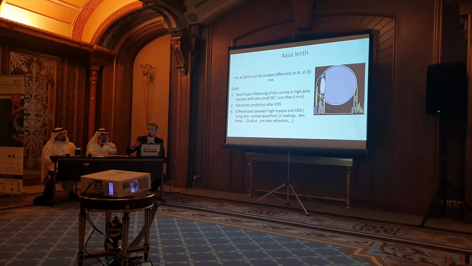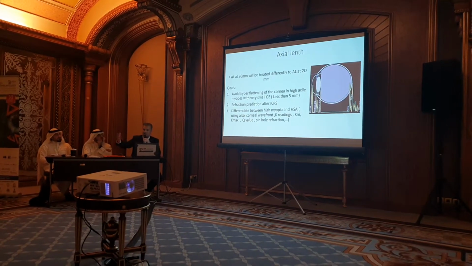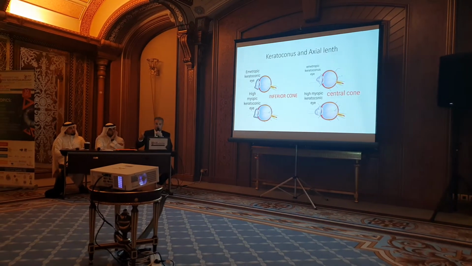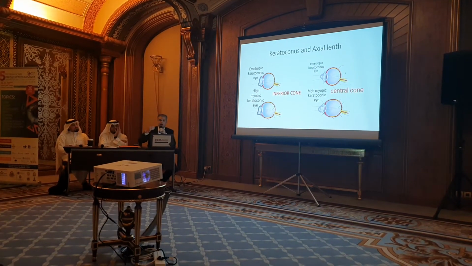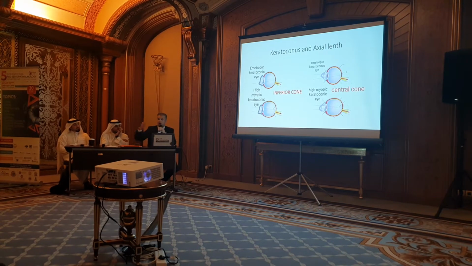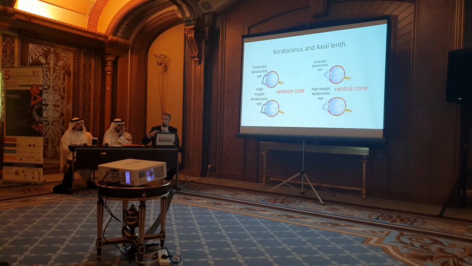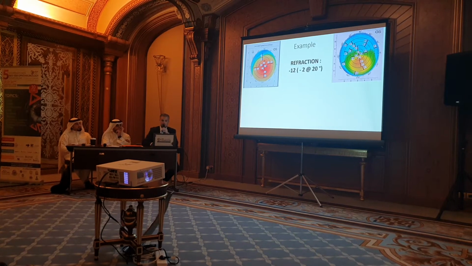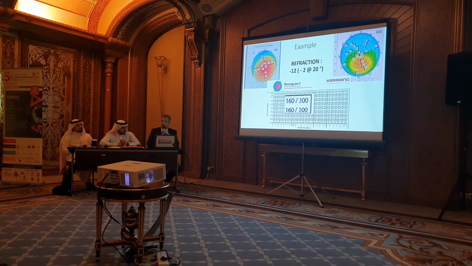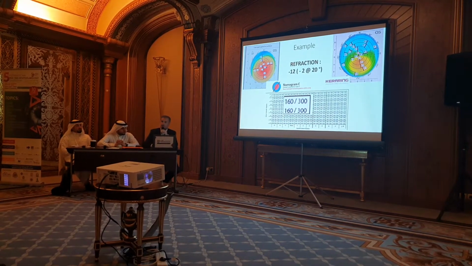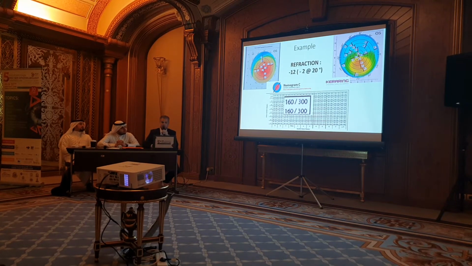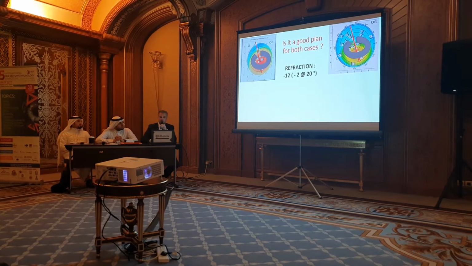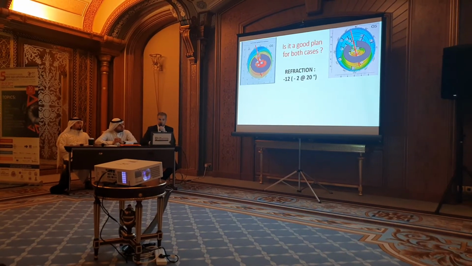Sometimes you have a patient with high myopia, axial myopia, and a keratoconus like this. You have a keratoconic patient with emmetropia and a keratoconic patient with axial myopia. So the program will be different. For example, if you take this refraction with these two keratoconus, the keratoconus nomogram will give you the same ring. The same one. Is it a good plan for both cases?